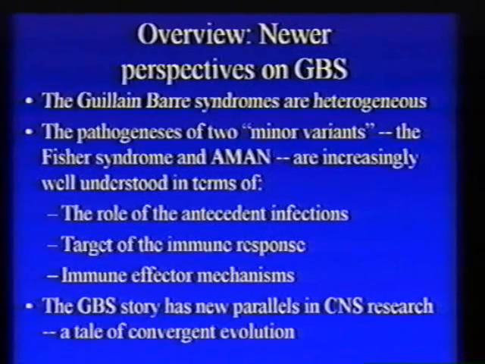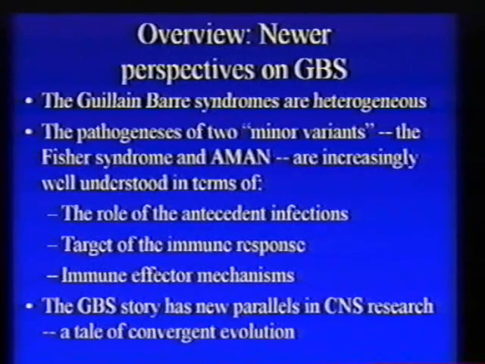The pathogeneses of two minor variants of the disease, something called the Fisher syndrome, which we won't say a great deal about, and the AMAN syndrome, are increasingly well understood in terms of what the antecedent infections do to produce the disease, the target of the immune response, and the immune effector mechanisms.